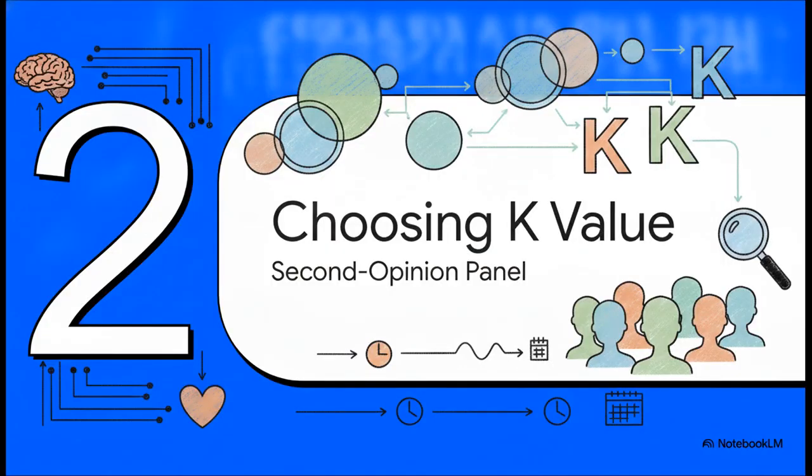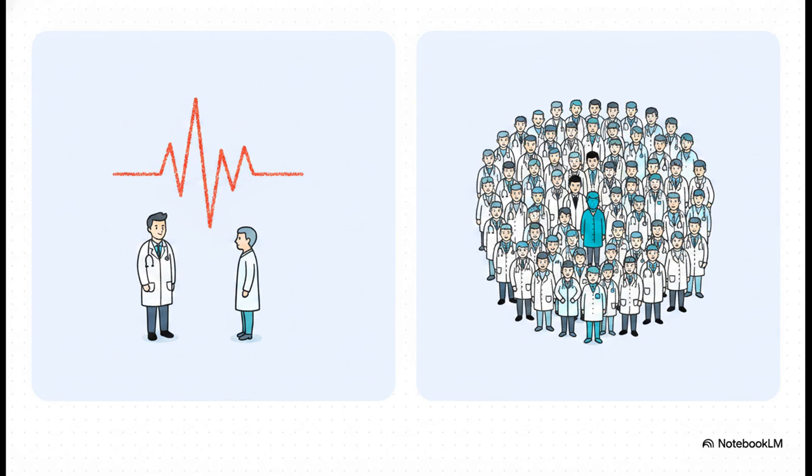Which brings us to Section 2, choosing the k-value. You're probably wondering, okay, so what exactly is K? Simply put, K is your virtual second opinion panel. It's the precise number of past patients the algorithm is actually allowed to look at to make its decision. And changing this single number changes absolutely everything.